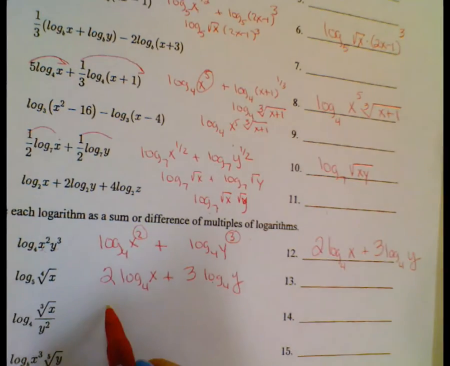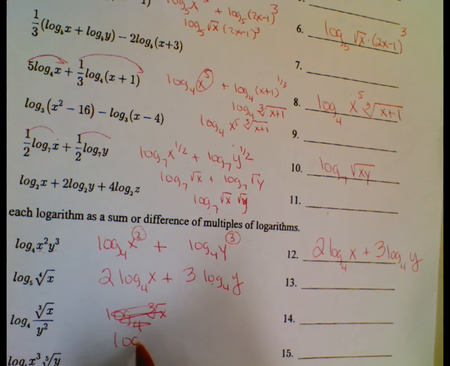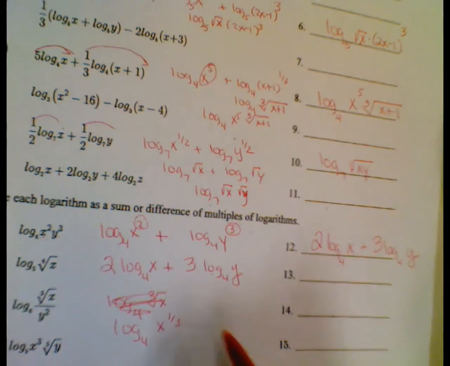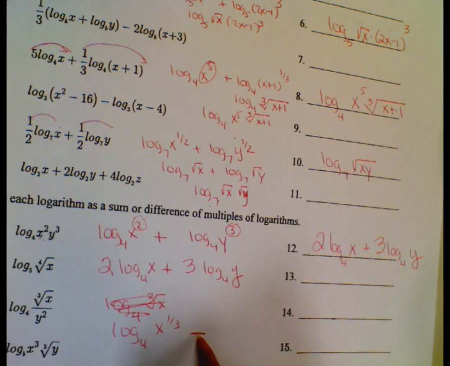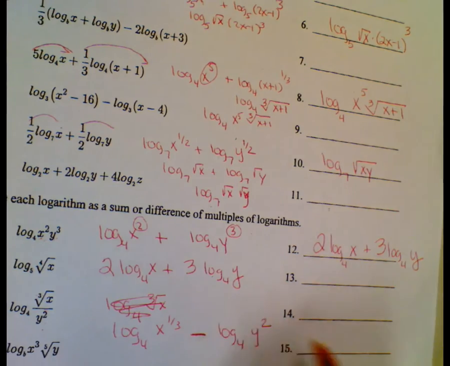Number 14. Log base 4 of cube root of x. Actually, you know what? Let's go ahead and write that for what it is. This is log base 4 of x to the 1/3. When you see a cube root of x, we're going to change it back to an exponent, x to the 1/3. Minus. Why is it minus? Because we're dividing. So we have a minus. Log base 4 of y squared.